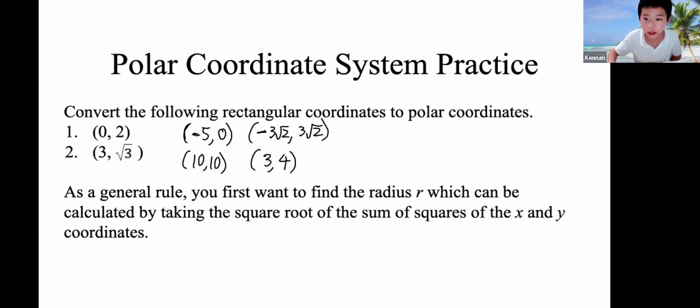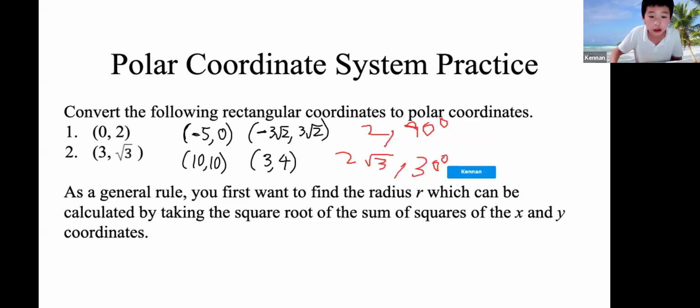Okay, I got a few answers. For part one, the answer I got was 290. That's what I got, and yes, this is correct. I also got several answers for part two. I think they were all 2 square root 3, 30 degrees. Yes, this is also correct.